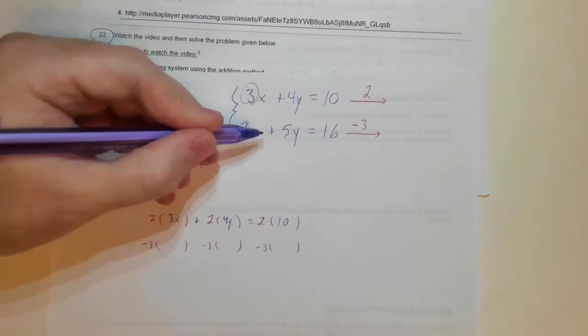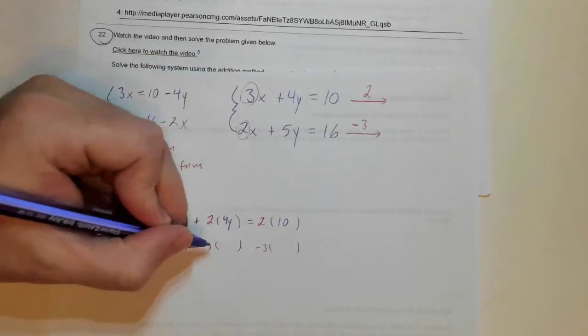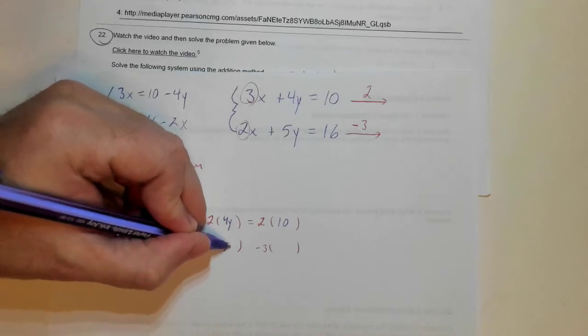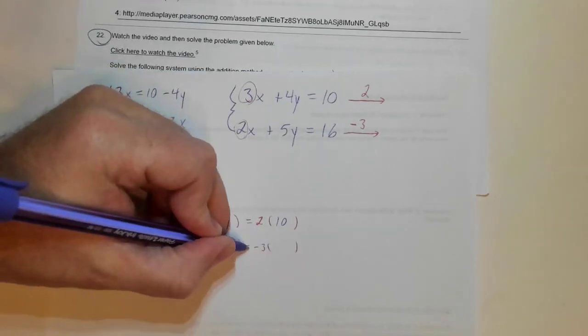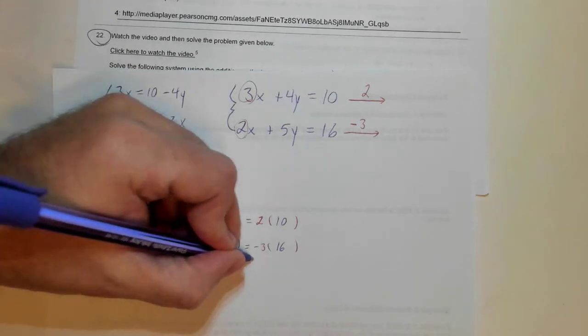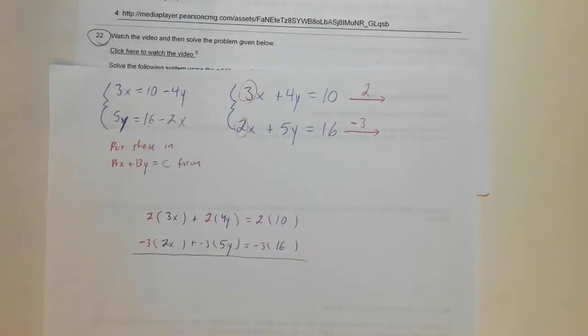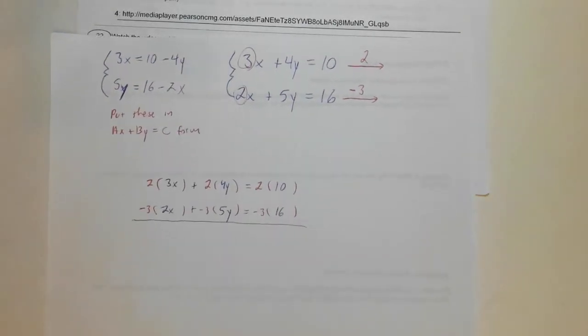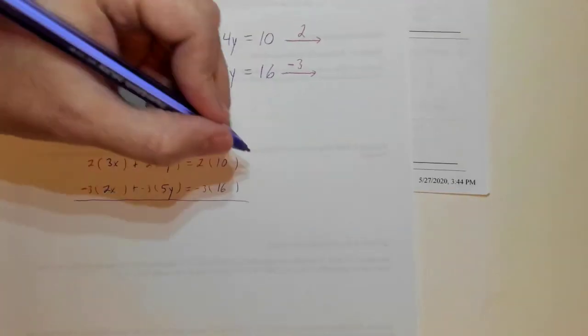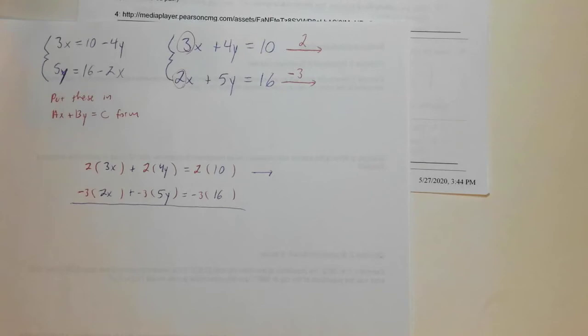Okay. Minus 3 times 2x plus minus 3 times 5y equals minus 3 times 16. And then once I clean this up, I'm going to add these together. That's our game plan. All right? So up top, I could just go over here if I wanted.